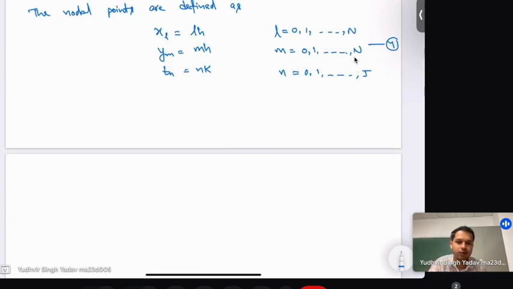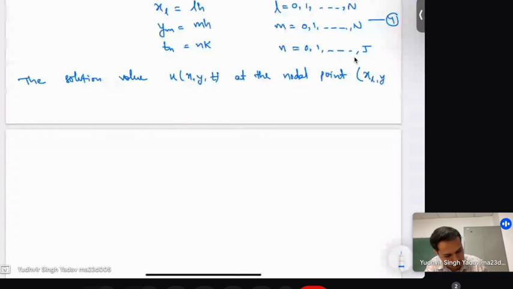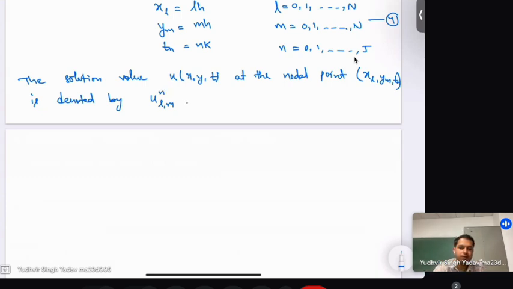While we solve this using the finite difference scheme, the solution u as a function of x, y, and t at the nodal point x_l, y_m, and t_n is denoted by u(l, m, n). Here l and m are in the x direction and y direction respectively, and n is the number of steps in the time direction.